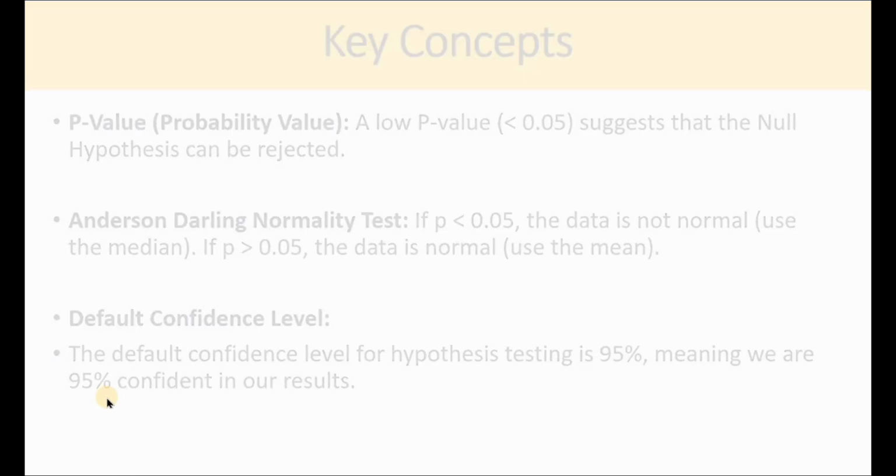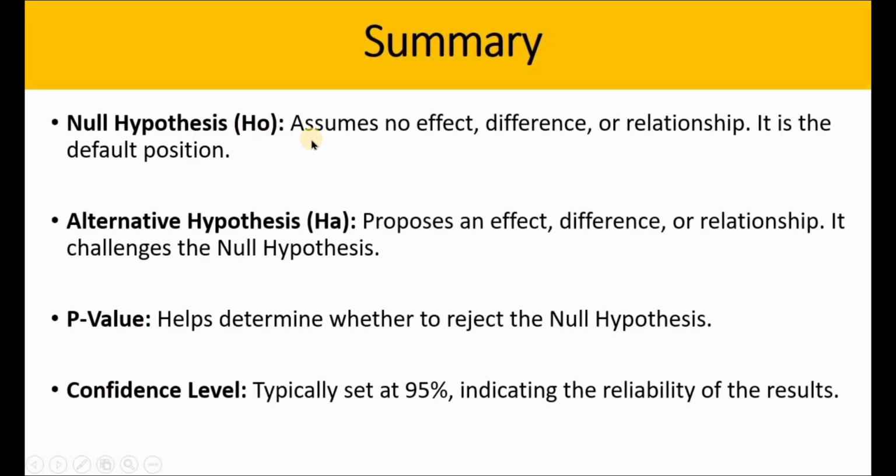Now here is the summary for today's video. The null hypothesis always says that there is no effect, no difference, or no relationship. Meanwhile, the alternate hypothesis says that there is a relationship, or some difference, and it challenges the null hypothesis. We have the p-value, which helps us determine whether to reject the null hypothesis or not. Confidence level. This typically is 95%, indicating the reliability of the results. In Lean Six Sigma, we make decisions based on statistical evidence and not on gut feeling.